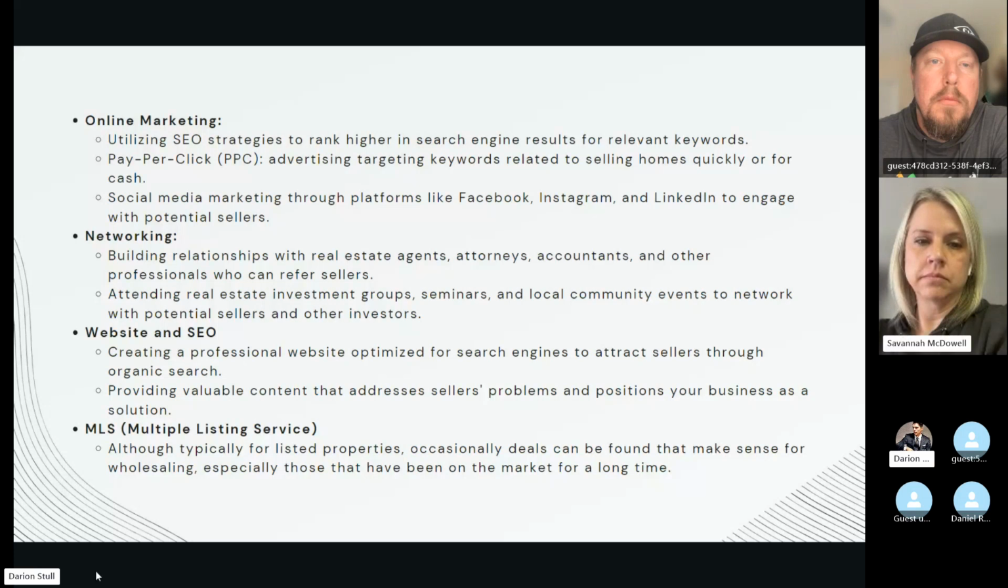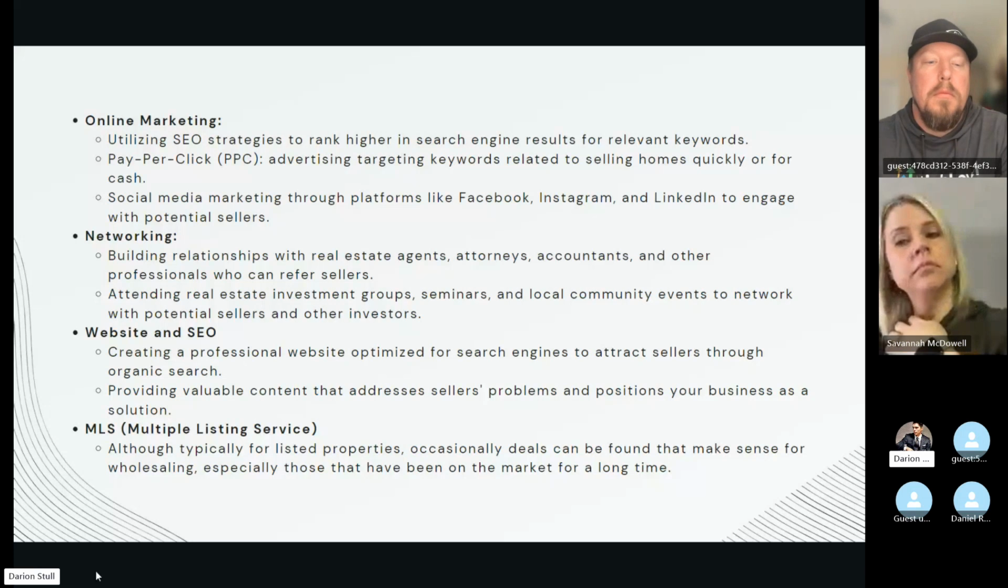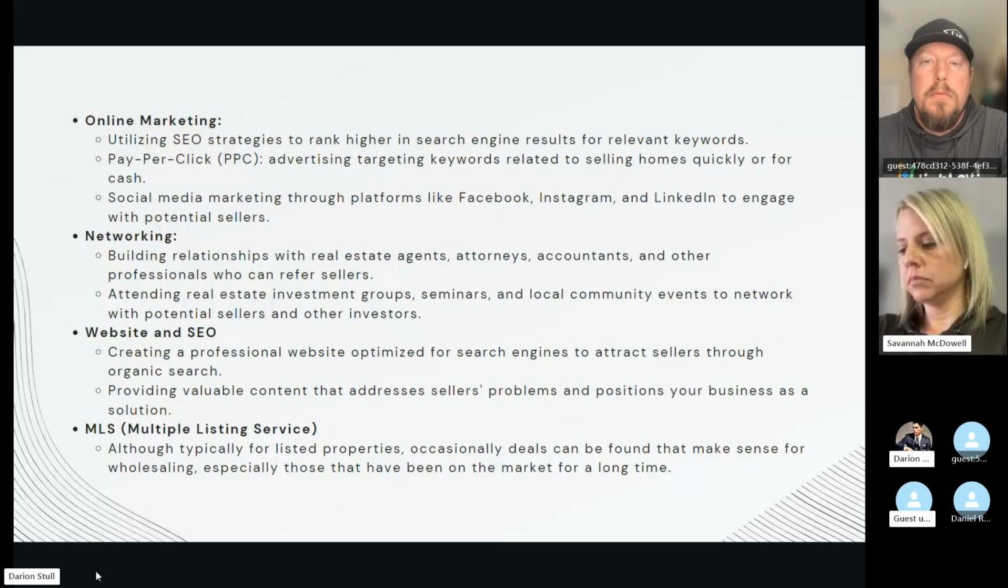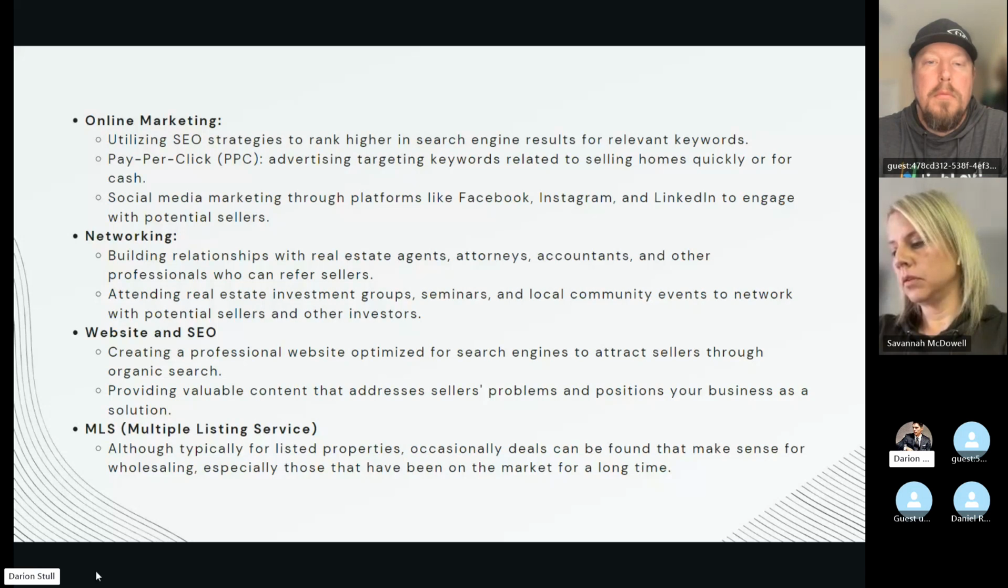Networking. So networking again kind of ties back into what we were talking about earlier. This is building really good, solid relationships with a lot of different people in this industry: agents, brokers, wholesalers. You want to really build a good relationship with these individuals. You've even got private money lenders that you can build relationships with. You've got underwriters, even loan officers.